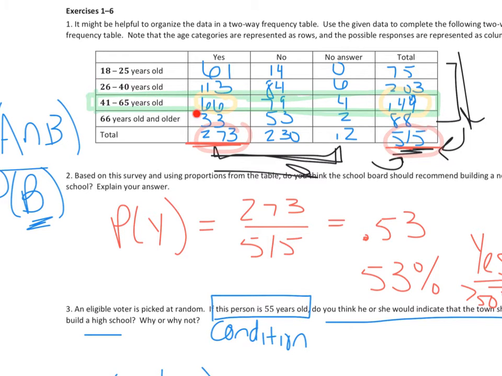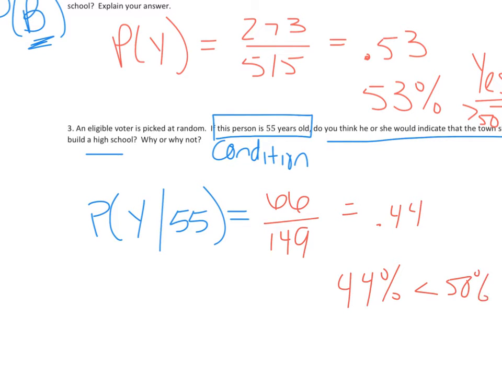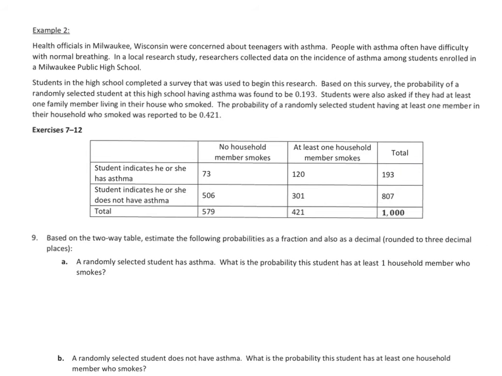I only care about the people who are 55. So my probability would be 66 out of 149, giving me 0.44, which is 44%. I don't think they would recommend building the new high school because this is less than 50%. So no. So let's look at one more example using conditional probability.